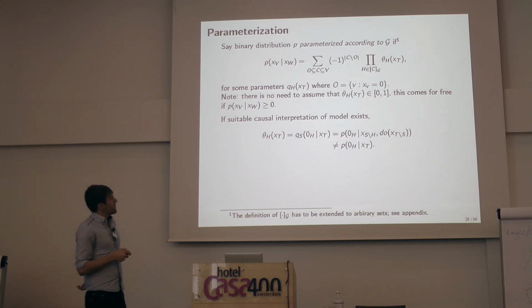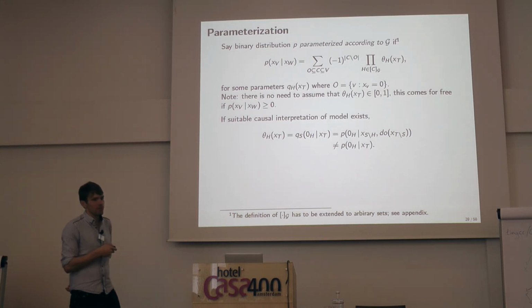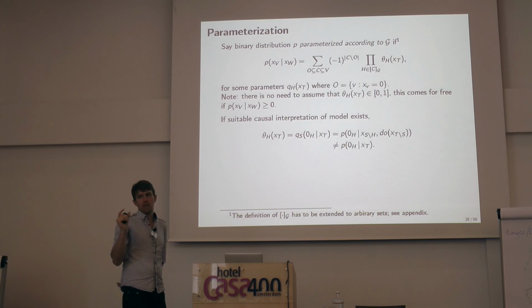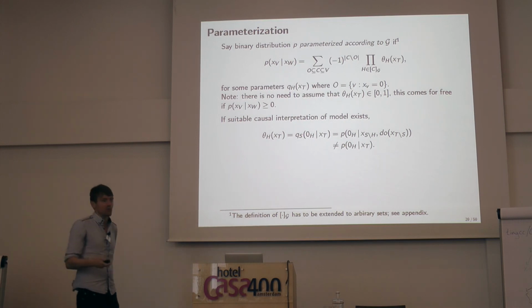Okay, and remember that if we have a suitable causal interpretation of the model, which I think we've been assuming throughout that we do, then this parameter corresponds to the probability that the head is 0, given that the rest of the intrinsic set is conditioned on this value, and all the parents take this value. So each of the parameters has a causal interpretation in itself, which is quite nice.